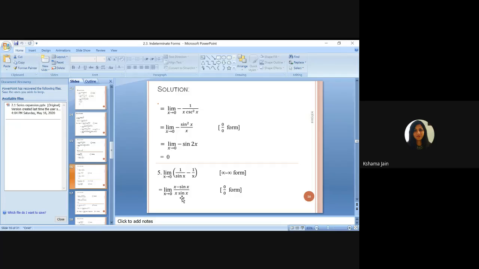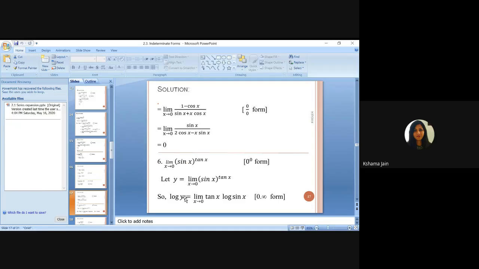After that, simple. Now, if you see, this is a 0 by 0 form, same as earlier. Just remember, if an infinity minus infinity or 0 minus 0 form is there, we need to add or subtract those terms by taking the LCM. That's it. After that, simply L'Hospital's rule has been applied here.